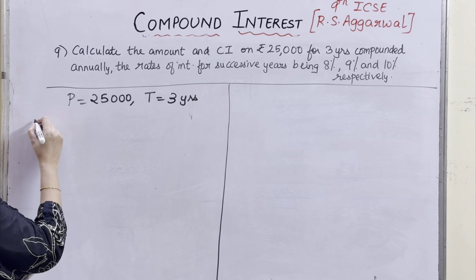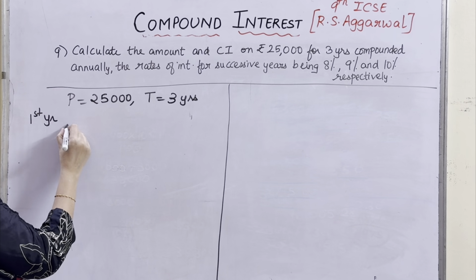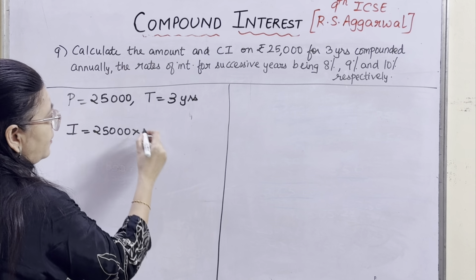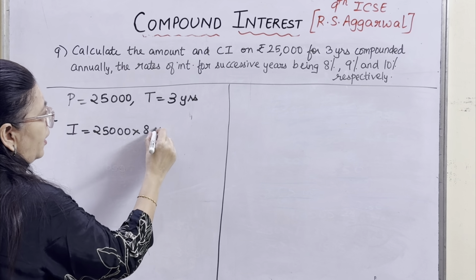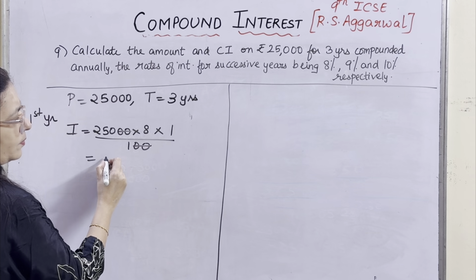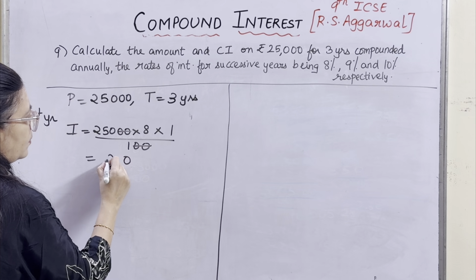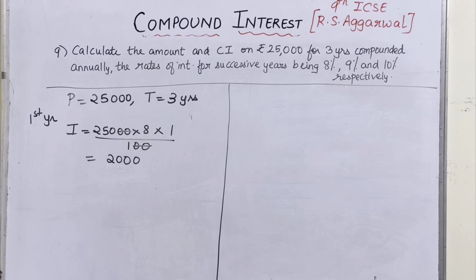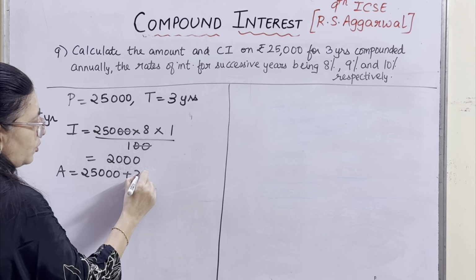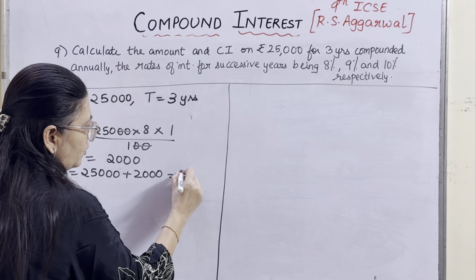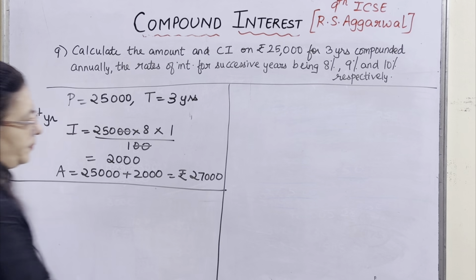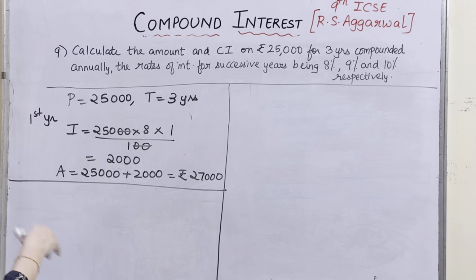Okay. Let's calculate the amount and the compound interest. So let's take the first year. What is the interest? Interest is principal, rate is 8% for the first year, time you will take 1 year, upon 100. 2,000 rupees. So what is the amount? Amount is 25,000 plus 2,000, which is rupees 27,000. This is for the first year. Okay. Come on, now let's go to the second year.